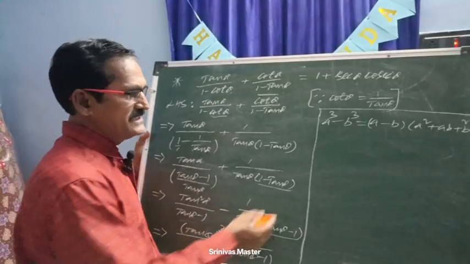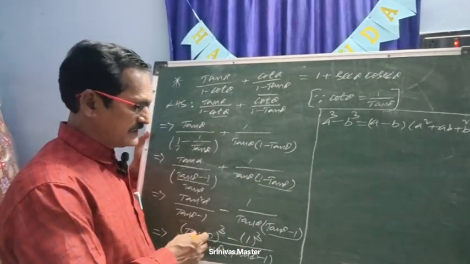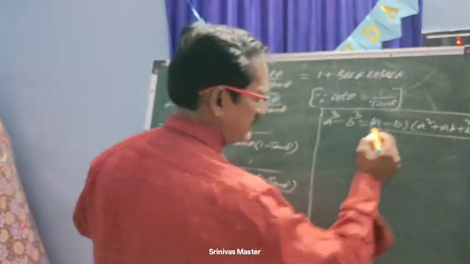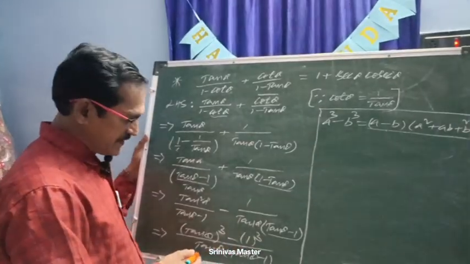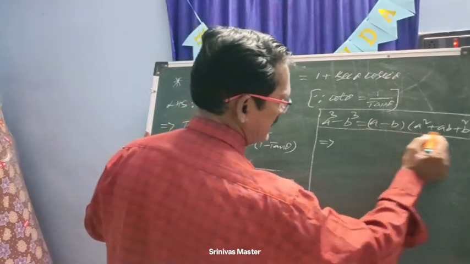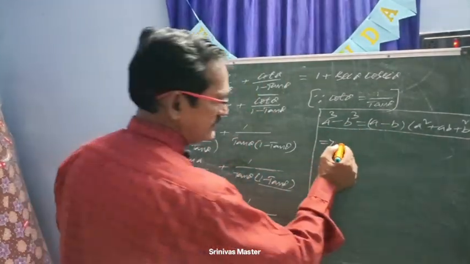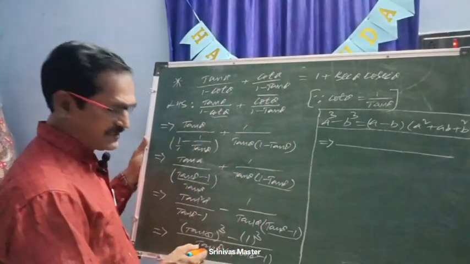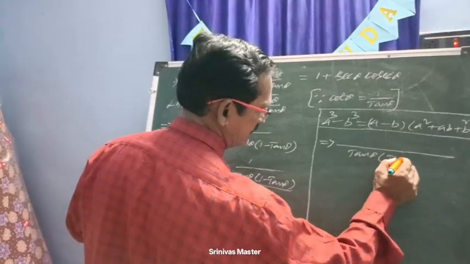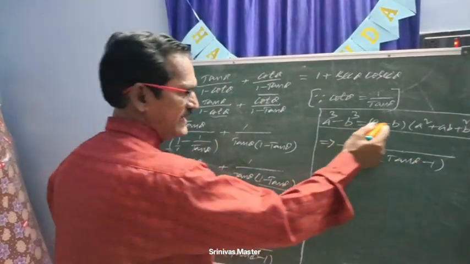So the numerator is in the form of like this. Then what is a and what is b? A is tan theta, b is 1. So we can write in the a place tan theta and in the b place 1. Denominator we are not changing. Okay children? Keep this in your mind. Be careful. Without knowing this formula, you can't get it. So the denominator as usual. What is the denominator? Tan theta into tan theta minus 1.